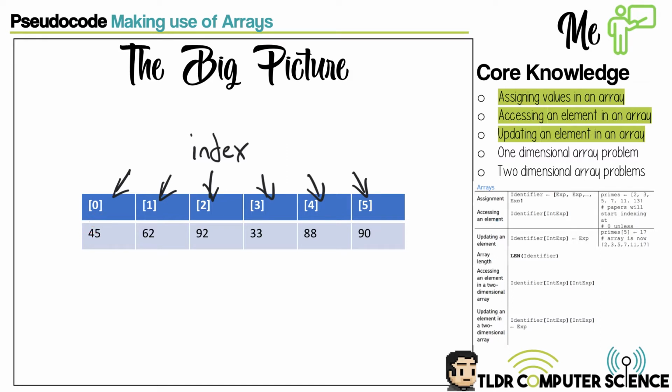So what is in the first position? 45 at place 0, i.e. they don't start at 1, they start at 0. And there are 6 values here, going from 0 to 5.